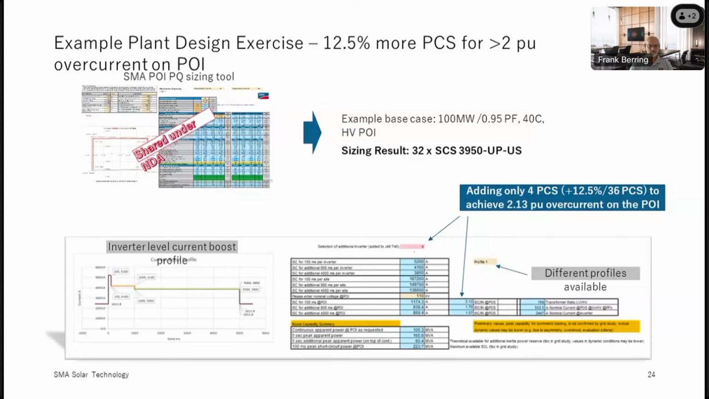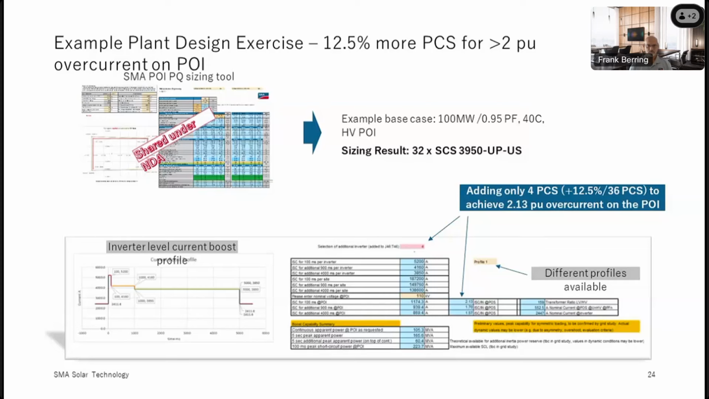Right, the process is we are using our sizing tool for that, which we share with customers. And by that, we are, for example, doing a sizing for 100 megawatt, 0.95 power factor at 40 C. And there's a result of quantity of inverters, 32 inverters, right? That's the base case. And if we're looking at the lower section of that slide, we have inverter level current boost profiles available. We can select, we have different profiles available. And by selecting only 4 PCS on top of these 32, we lower the base current per each inverter because we are adding some inverters.